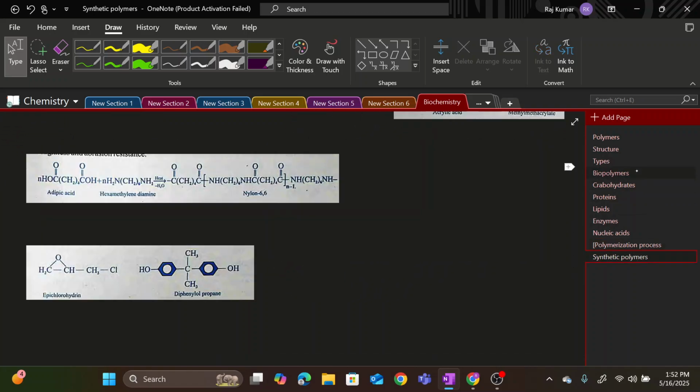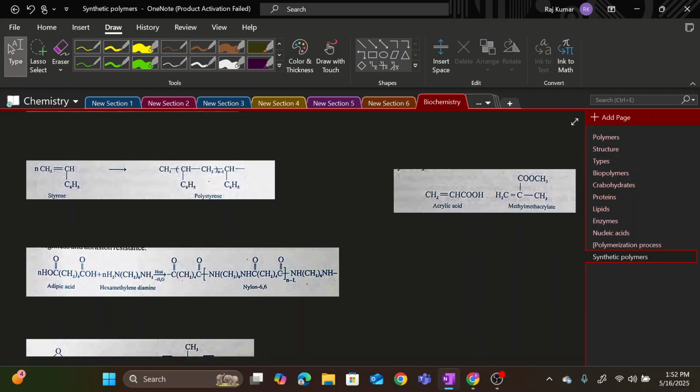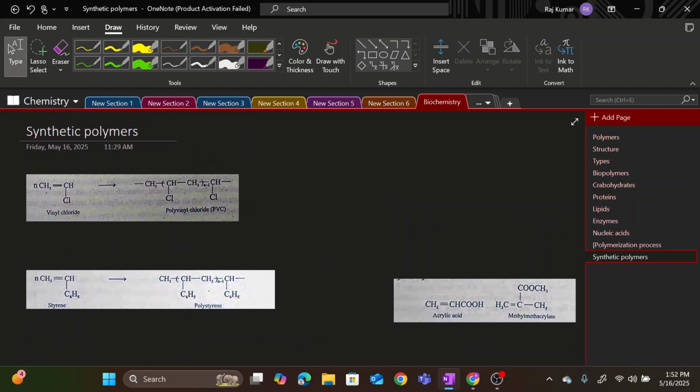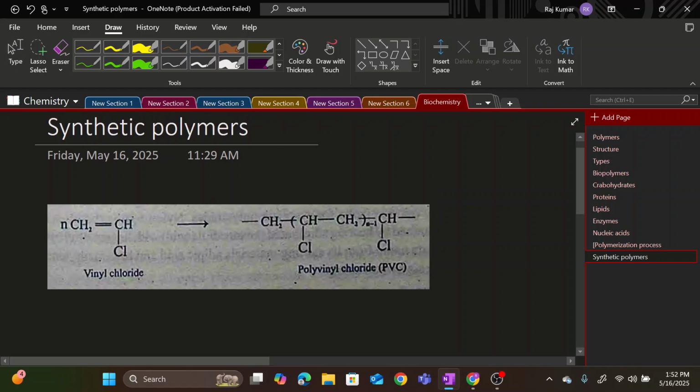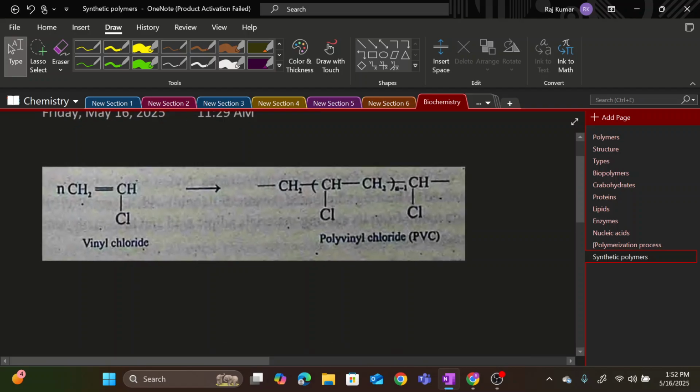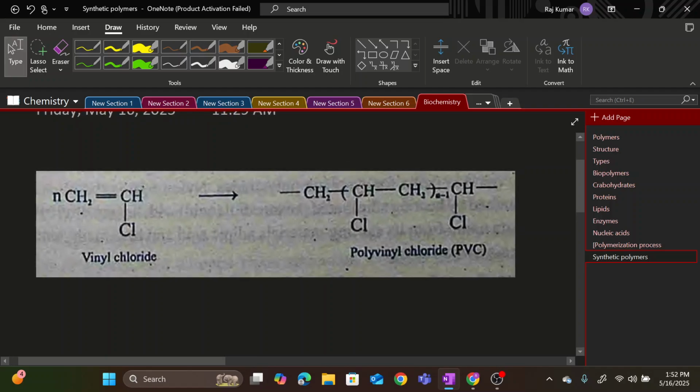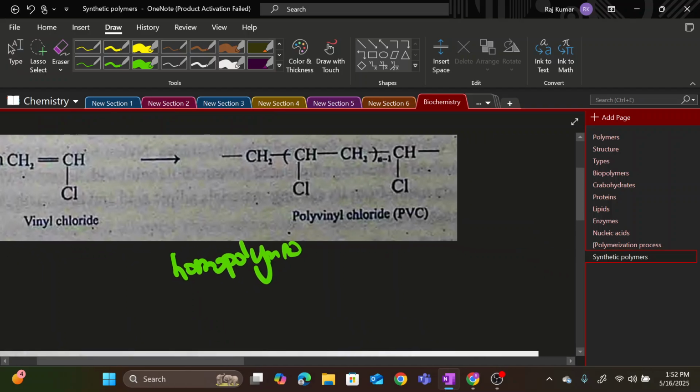Now let's look into some common reactions for synthetic polymers. The first one is polyvinyl chloride. It is an addition reaction again, as I previously mentioned, and it is a homopolymer.